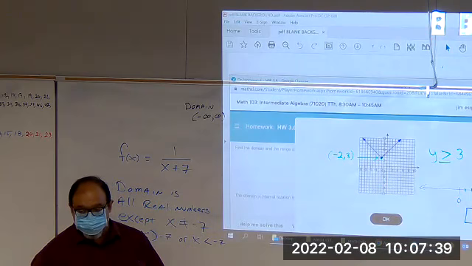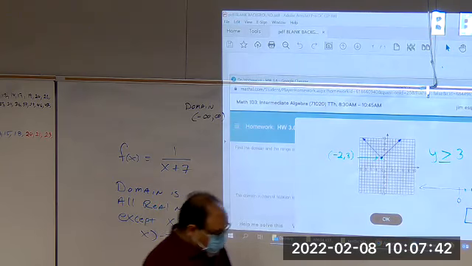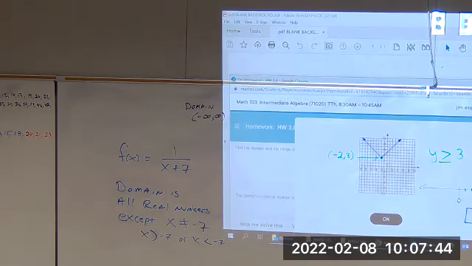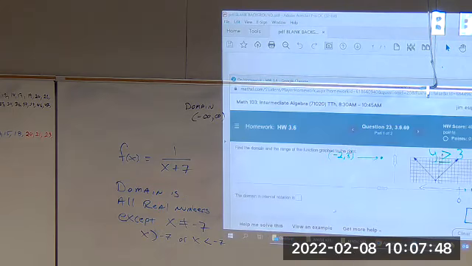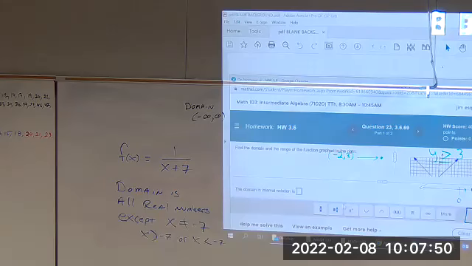When I do the interval notation. Okay. So first thing they want is domain. We've got 2 parts. So we use all real numbers, negative infinity to infinity.